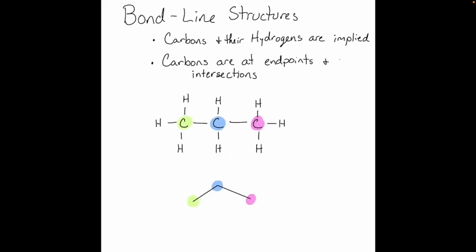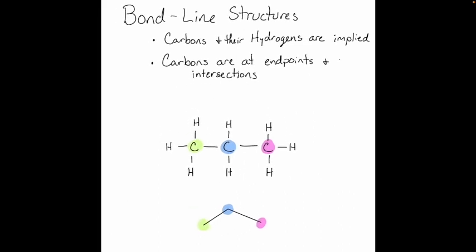All right, so within my bond line structure, the location of these carbon atoms is implied, and they are located at the end of all of our line segments and at any intersections of our line segments.